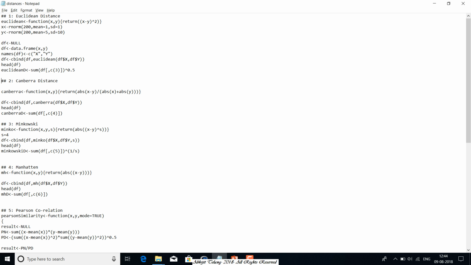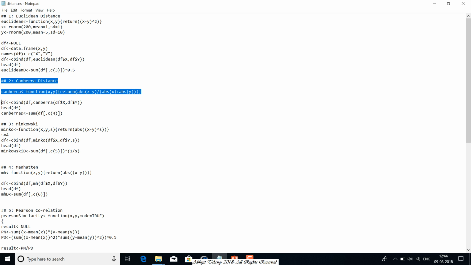The second one is Canberra. Canberra works on the absolute value or the magnitude of difference. So it looks at the magnitude of x and the magnitude of y, which are the two variables in comparison, and then it tries to scale the overall magnitude of the distance irrespective of the sign, whether x is greater than y or vice versa. So I'm taking an absolute of the difference and then I'm scaling it with the sum of individual absolute values.